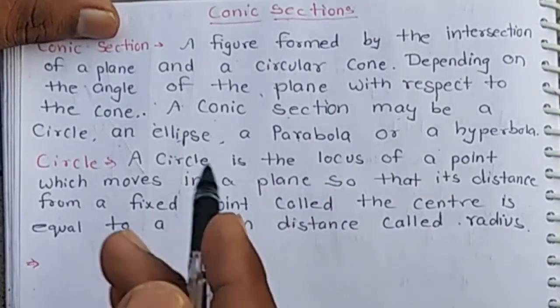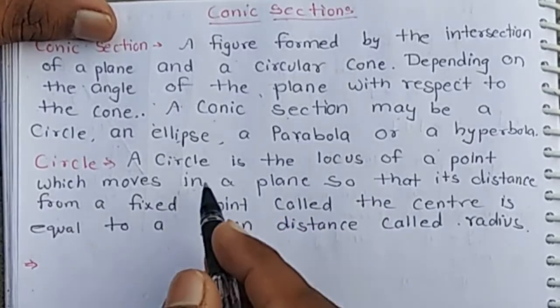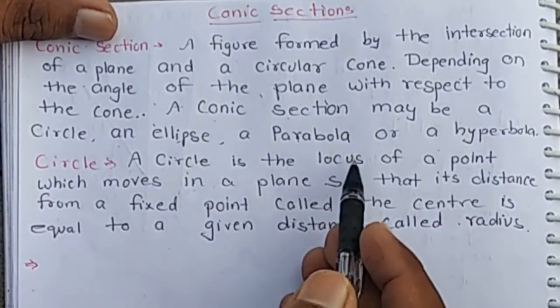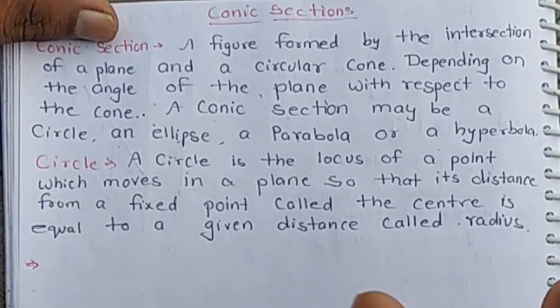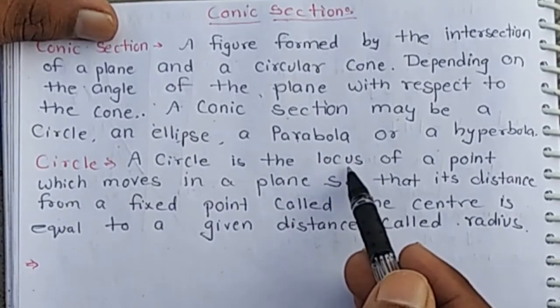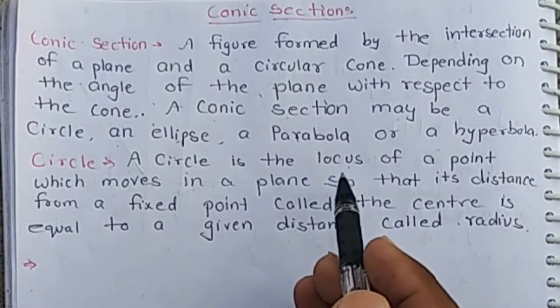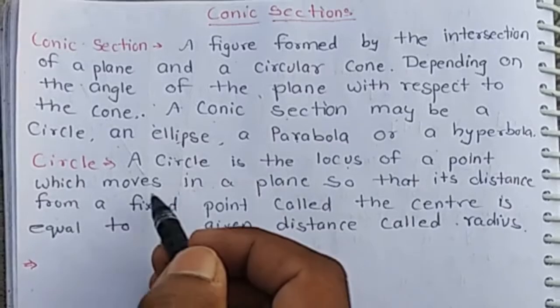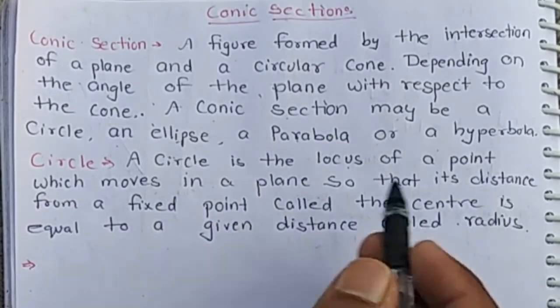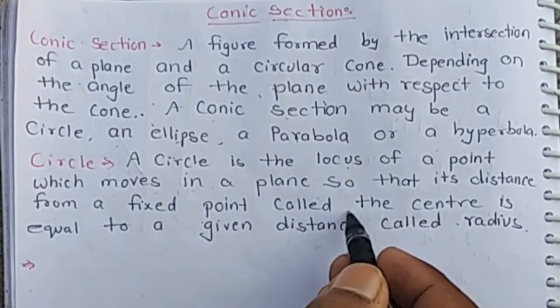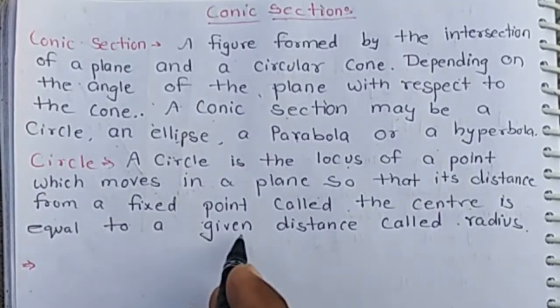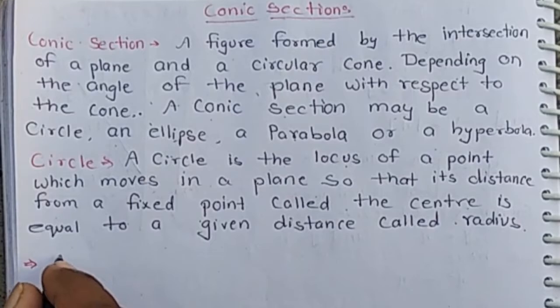What is circle? A circle is the locus of a point. Locus means path of points satisfying some specific condition, which moves in a plane so that its distance from a fixed point called the center is equal to a given distance called radius.